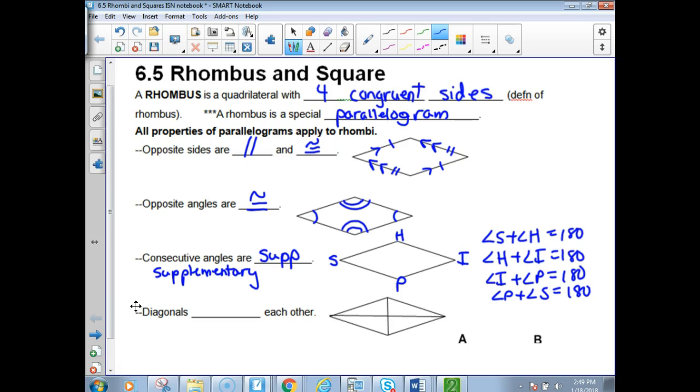Since a rhombus is a parallelogram, the diagonals bisect each other also. It's because that's a property we learned about a parallelogram. So up here, this segment is equal to this segment, and these two segments are equal as well. But different than those, because the diagonals are not congruent.